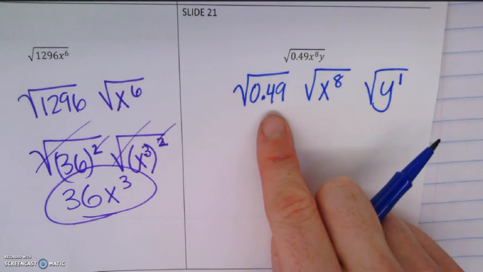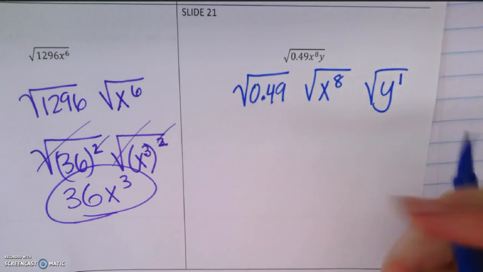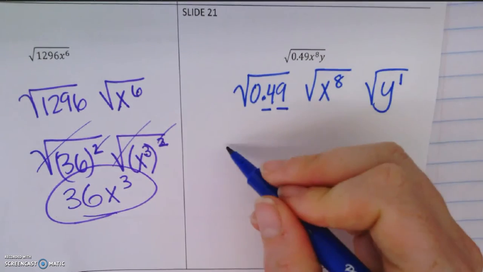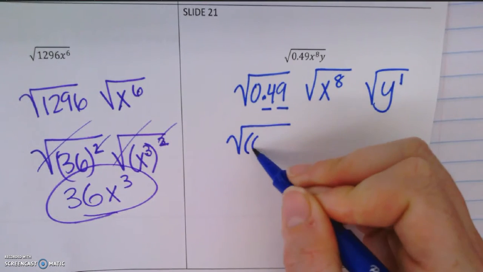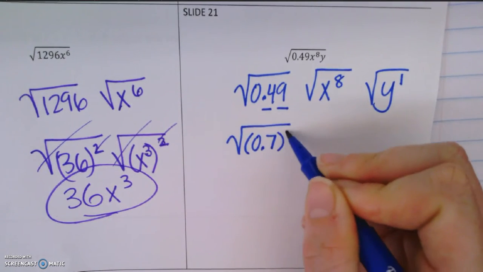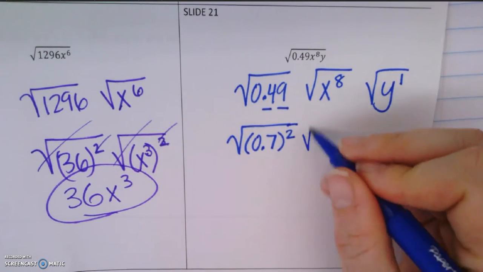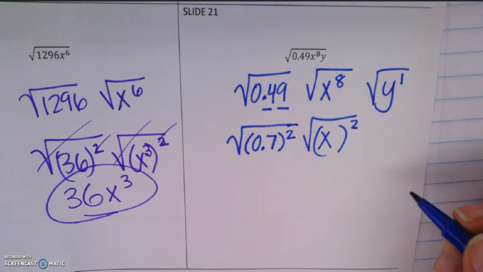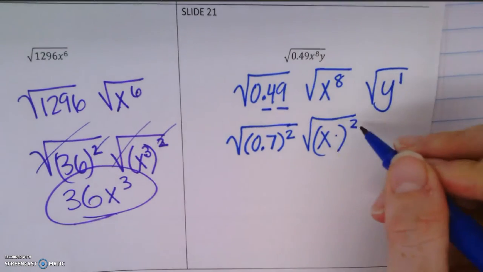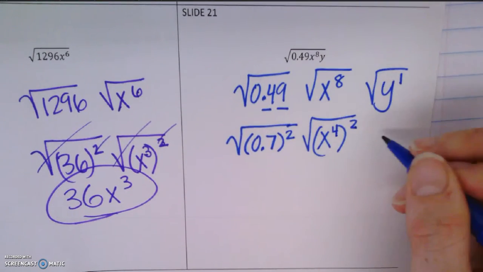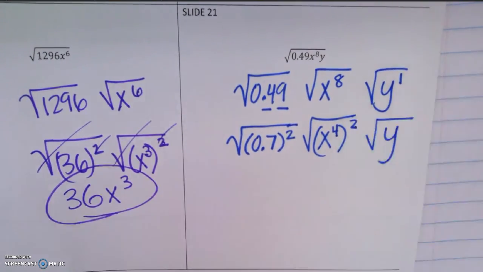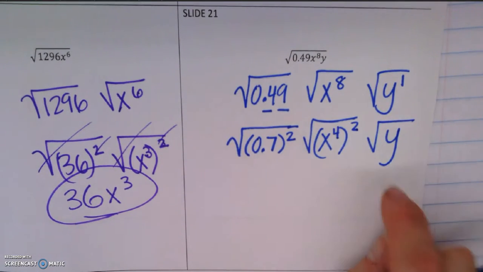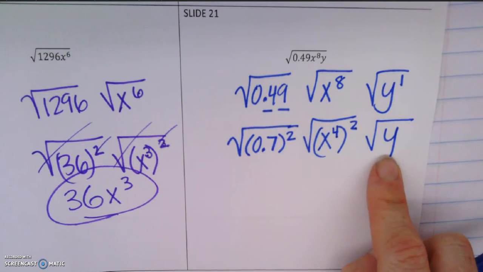Well, I know 49 is 7 times 7. Since there are 2 decimal places here, the square root is each going to have 1 decimal place. If you look at x to the 8th, how can I rewrite this to the 2nd? What times 2 gets me 8? 4. Can you simplify the square root of y? Can you do that? Nope, you can't. You just have to leave it as square root of y.